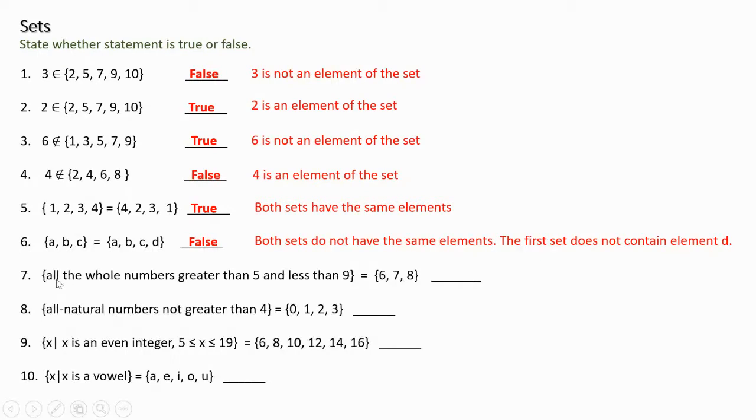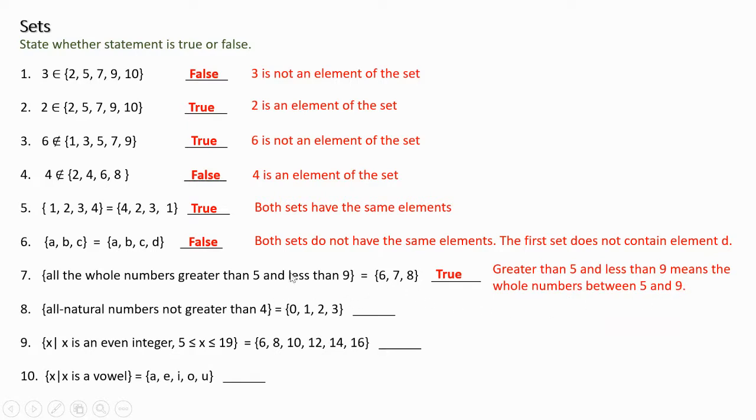Now, the whole numbers greater than 5 and less than 9 equal 6, 7, and 8. Is that true? Yes, it is. And this is the reason why: greater than 5 and less than 9 means the whole numbers between 5 and 9.